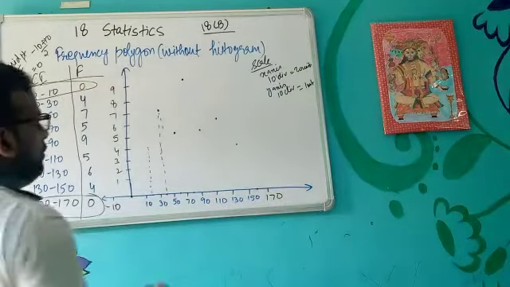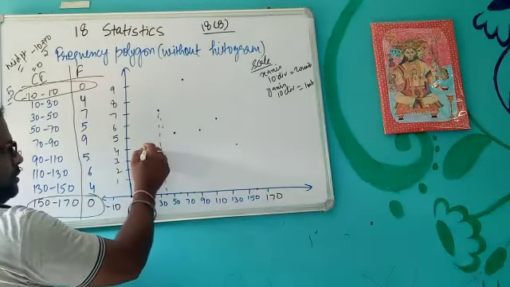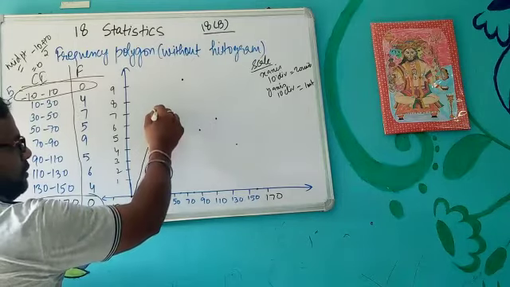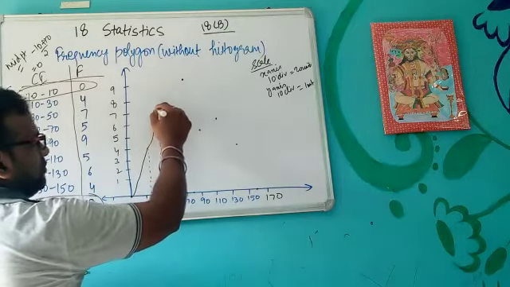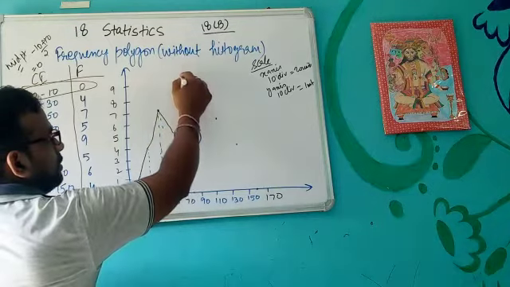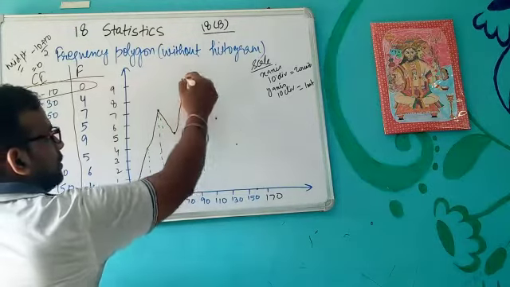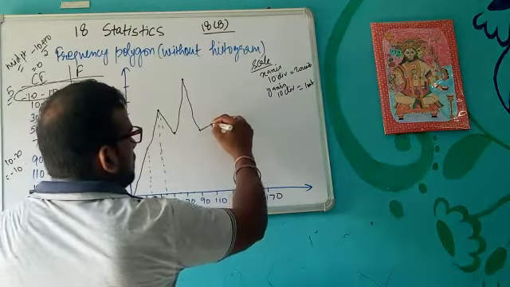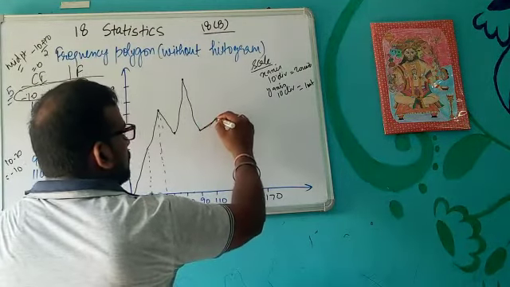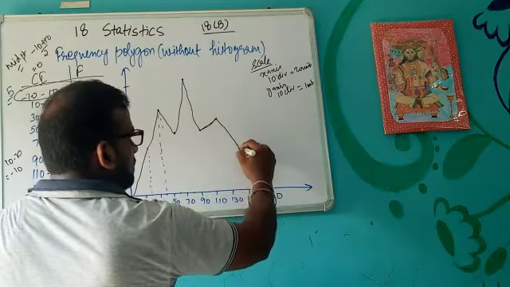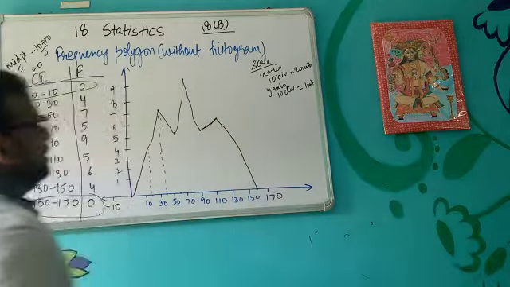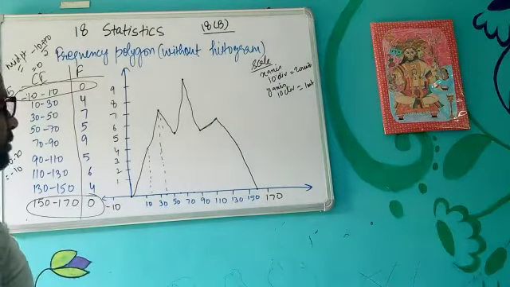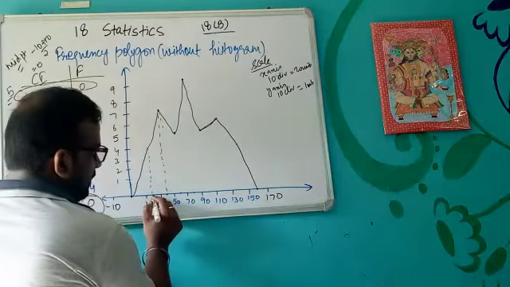So now what we will do? We will join it. And join it using a scale since it is a polygon. So it will go like this. And do not join it freehand, use the scale so that your lines are straight. And here it is. So this is the frequency polygon without using the histogram.